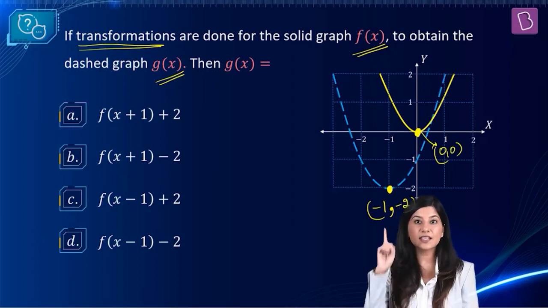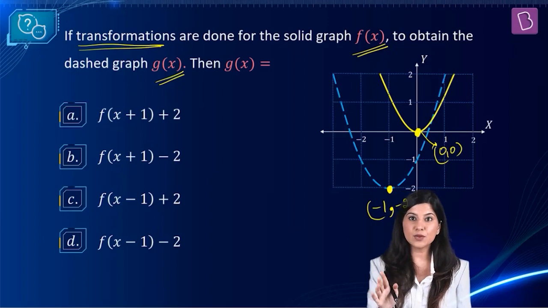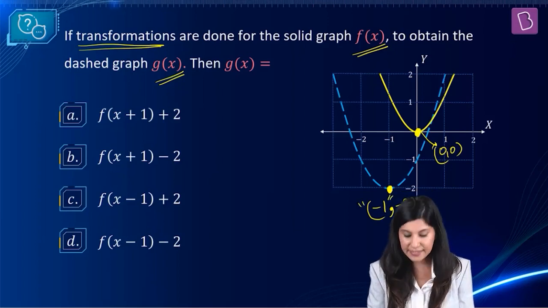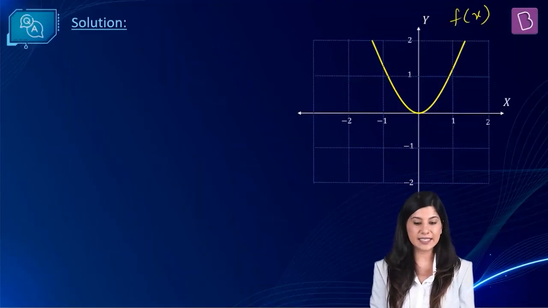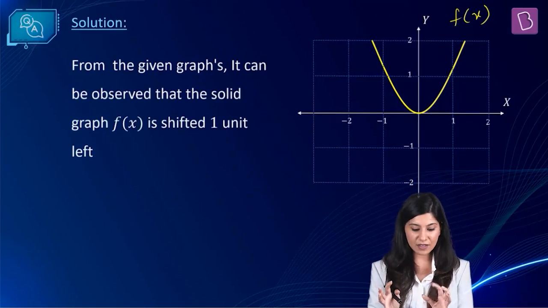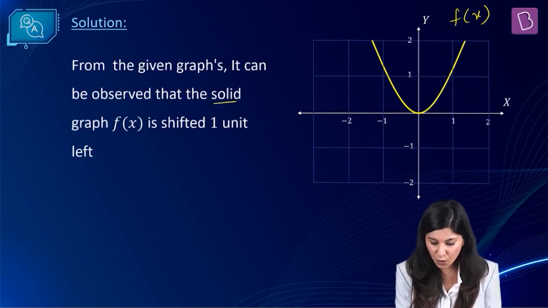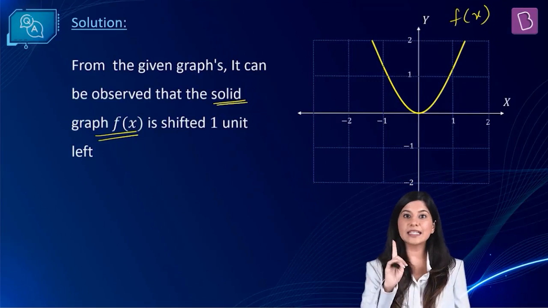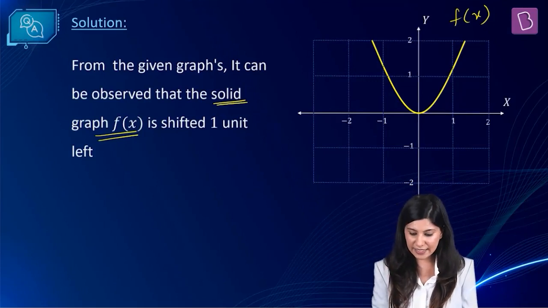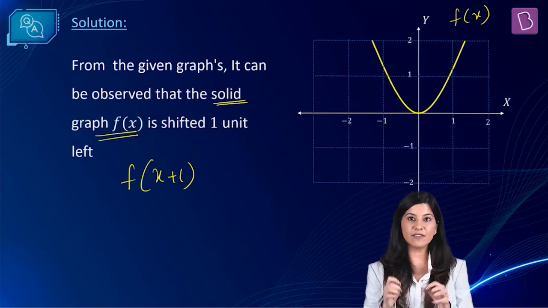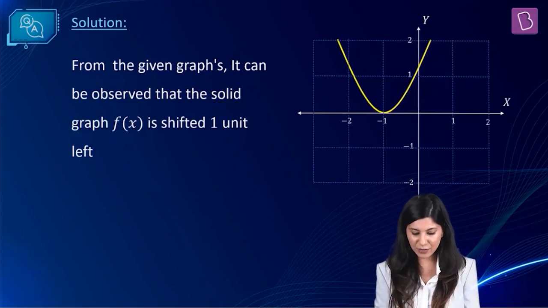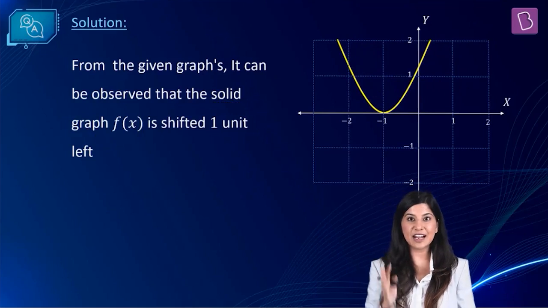If I only consider the horizontal shift, that means we just need to look for x coordinate. The x coordinate is -1. That means we have shifted the graph towards the left hand side. Yes. So now from the given graph, it is very, very clear that the solid graph f of x is shifted 1 unit left. That is one transformation, right? If I shift this f of x 1 unit left, what I'll be getting is f of x plus 1. Yes, inside f, x plus 1, right? So the graph will look like this. See, beautifully shifted graph towards the left hand side in horizontal direction, right?